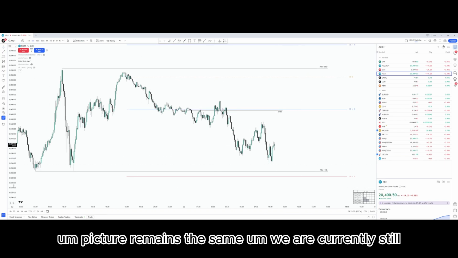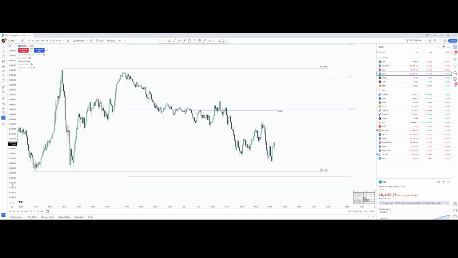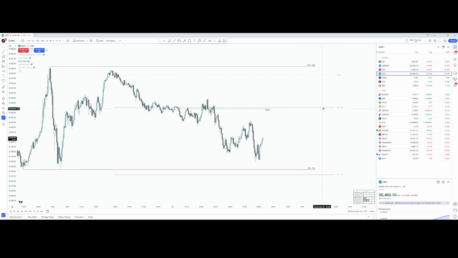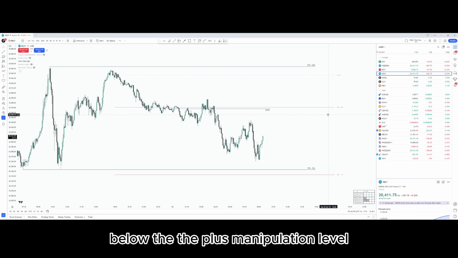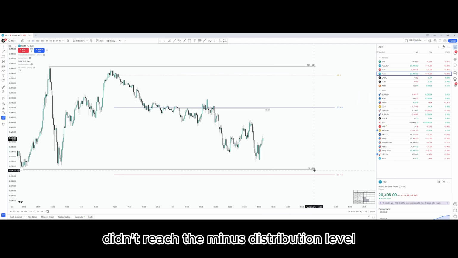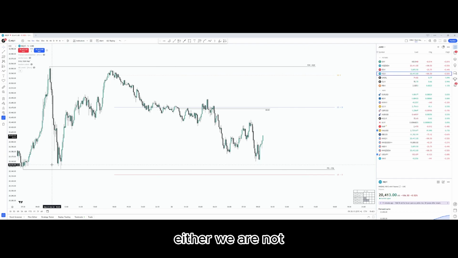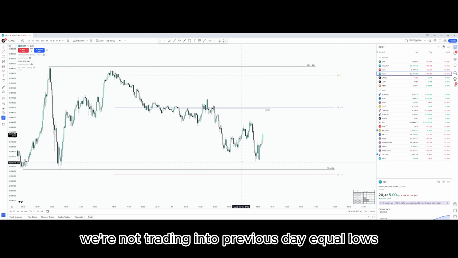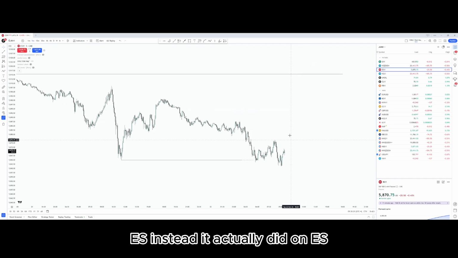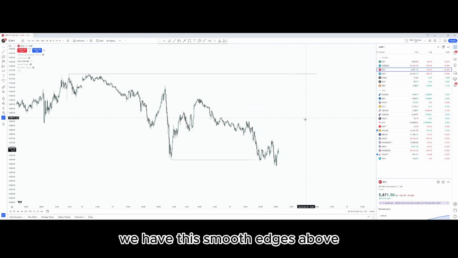Picture remains the same. We are currently still trading inside this big range below the plus manipulation level. Price, at least on NQ, didn't reach the minus distribution level. Either we are not trading into previous day low plus equal lows. Yes, instead it actually did. On ES we have these smooth edges above.